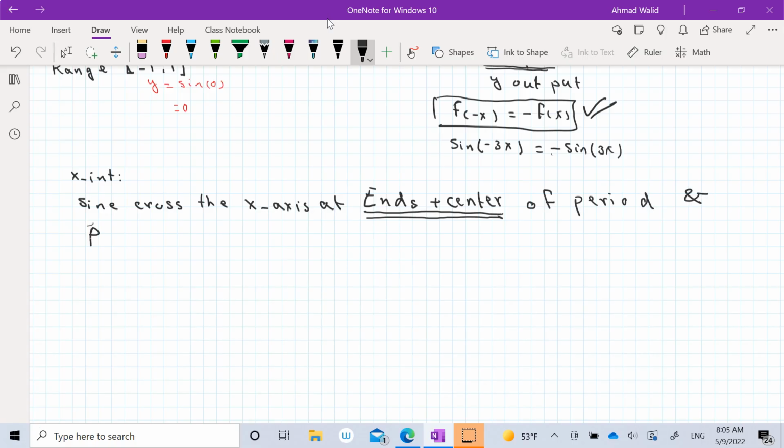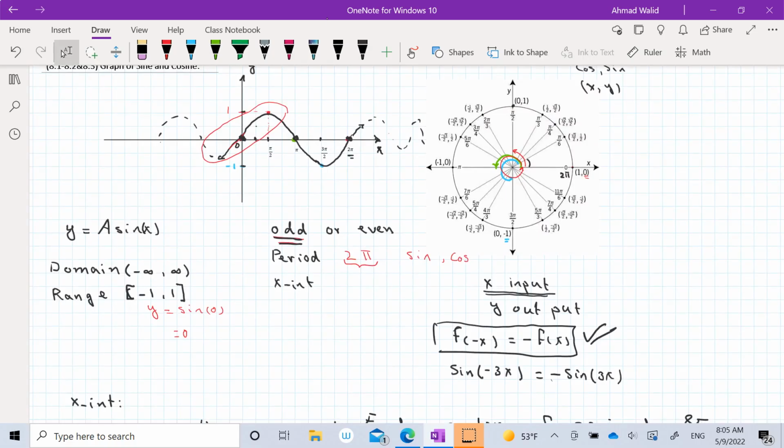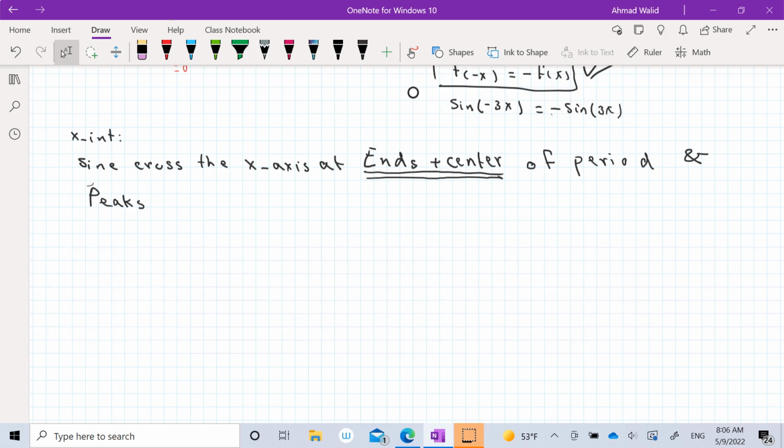Peaks. I call it peaks. It means your maximum and minimum. Look, I have a peak here at 1, and I have a peak here at -1. These are the peaks. It means the max and min. In general, I call it peaks. And peaks at quarters of period.